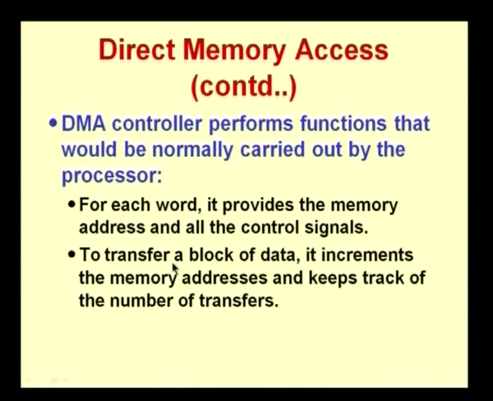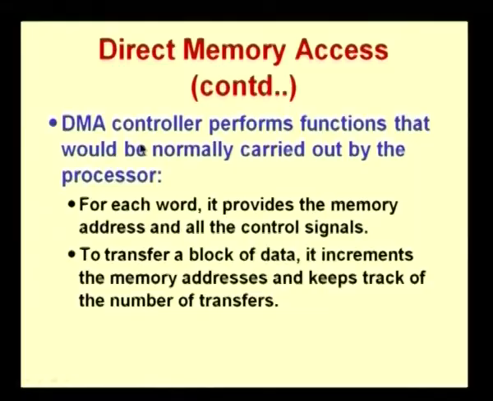And to transfer an entire block of data, it will have to increment the memory addresses and keep track of the number of transfers. That is, if you are, let us say, transferring 100 bytes at a time, the number 100, which indicates the number of bytes that need to be transferred, has to be kept track of by the DMA controller, and it also has to make sure that the data goes into the correct addresses. So, incrementing of the addresses will also have to be done by the DMA controller. That is, put out the right memory addresses and the right control signals in order for this data transfer to be completed correctly. That has to be handled by this DMA controller.